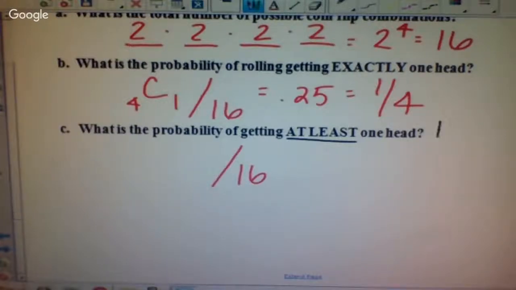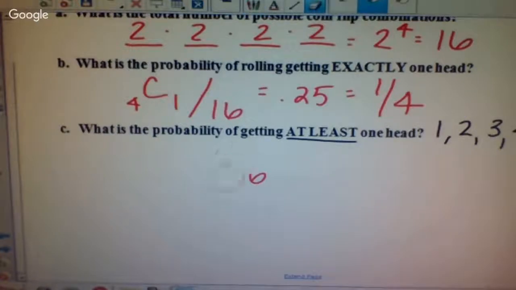So I can get 1 or more, but I have to stop at 4. I'm only tossing it 4 times. So I need to take all of that into consideration for the top. Your top's not just going to be 1 little piece. It's going to be a bunch.